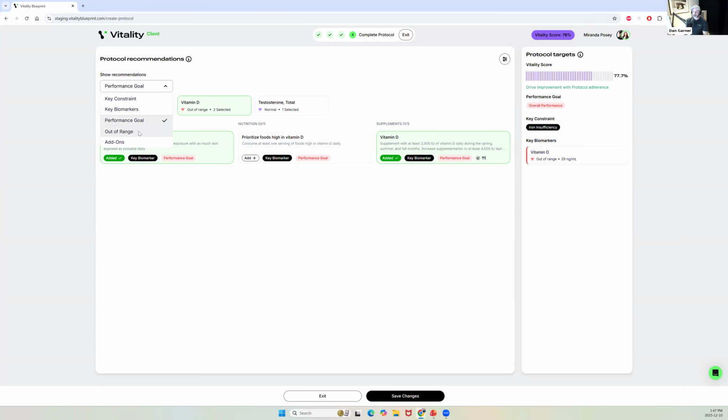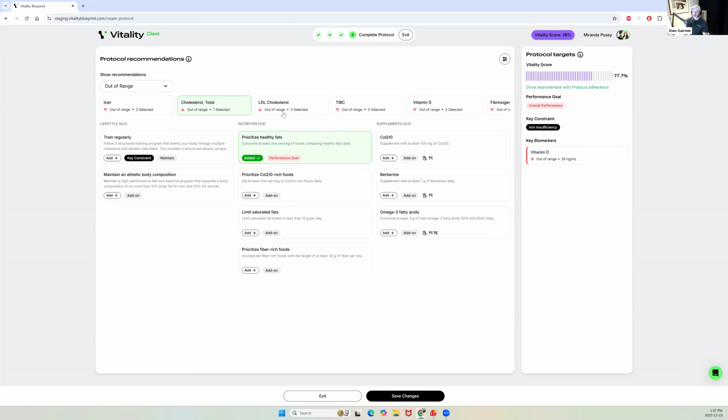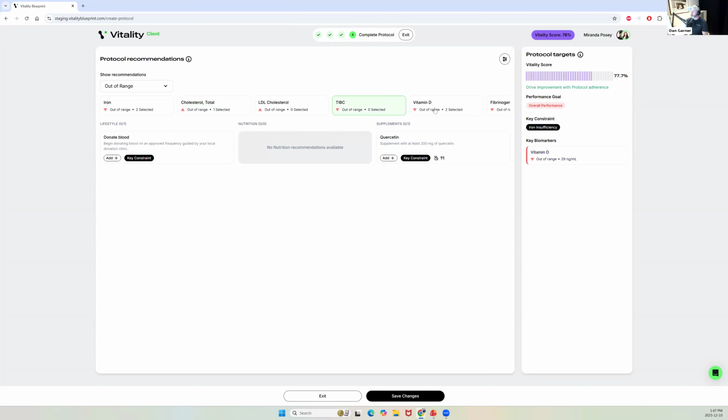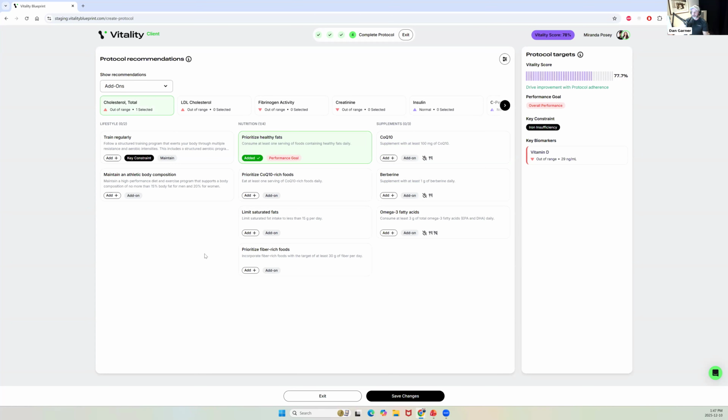Out of range now is any and all things that were out of range. So you've gone through your key constraint, the highest ROI biomarkers, and the biomarkers relevant to your performance goal, and now it's anything else that's out of range. Maybe you want to work on cholesterol because of your parents or whatever. There's a lot of other things you can do in out of range if you're somebody who wants to add a lot more stuff to your protocol. And then add-ons is just everything. This is just looking at everything as a whole.